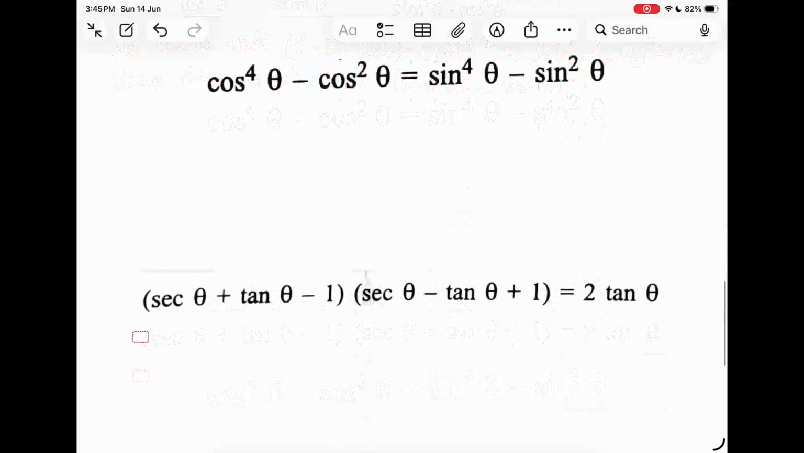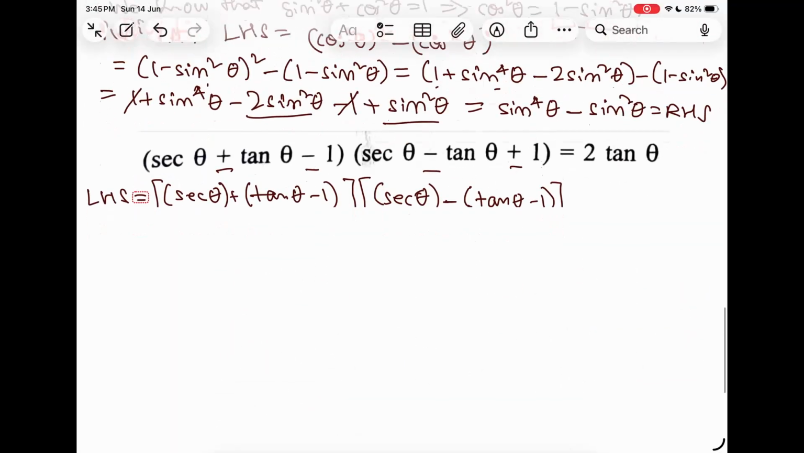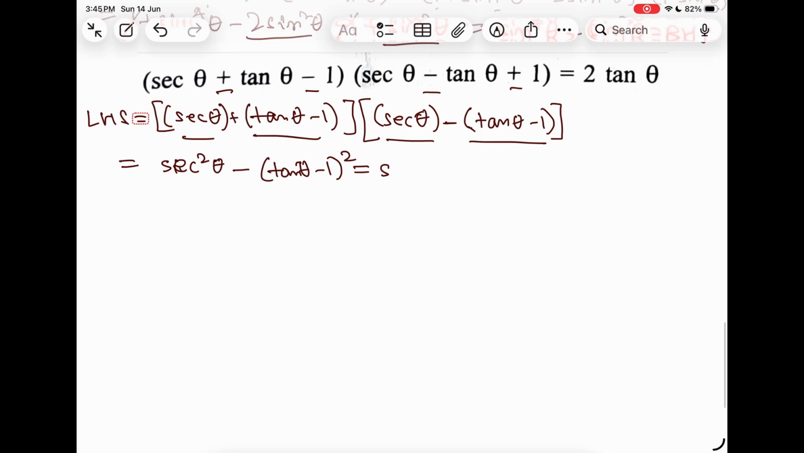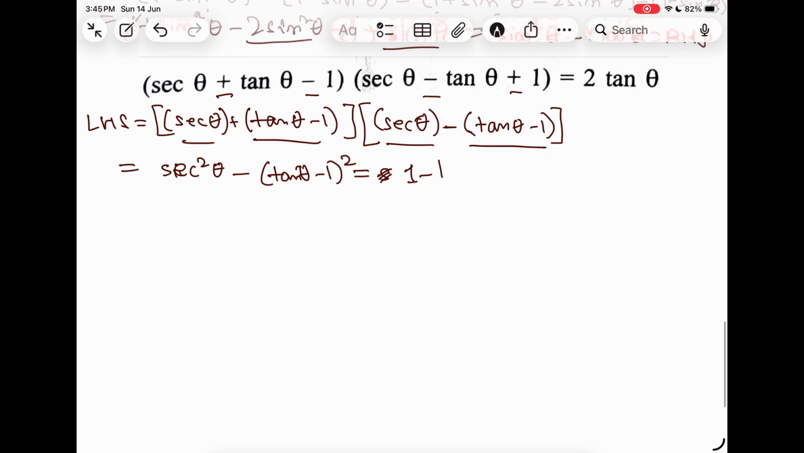Similarly in this case also, their reverses, that is tan square theta plus 1 equals sec square theta. Hence, sec square theta can be further written as 1 plus tan square theta. Now, why are we doing this? Because we need the RHS in terms of tan theta only.